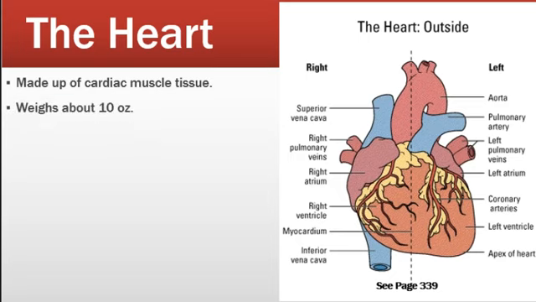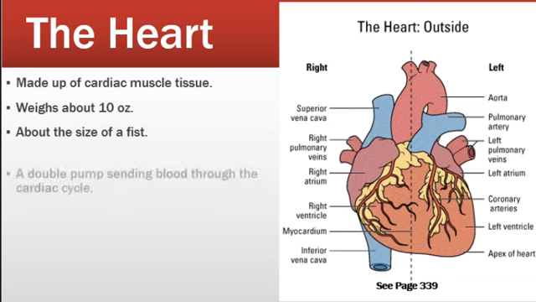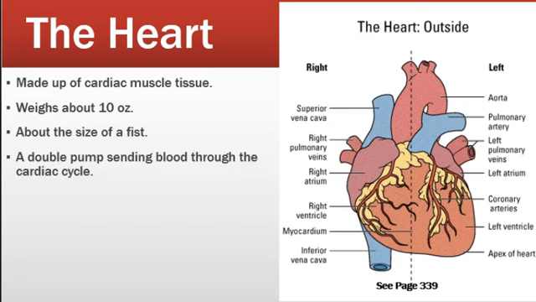It weighs about 10 ounces for the average adult human, about the size of your fist, a little bit bigger. I don't have a very big fist. It's a double pump sending blood through the cardiac cycle. A heart rate of about 75 beats per minute is pretty normal for a resting heart rate. We'll test that next week. I'll bring a stethoscope and we'll test our pulse and all that business.